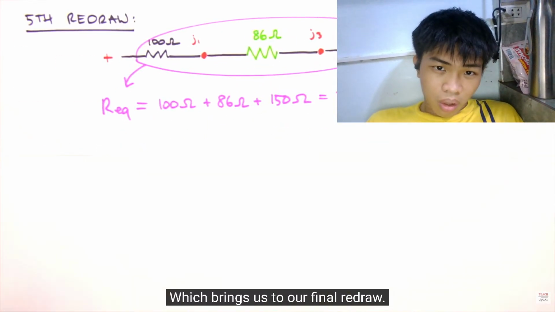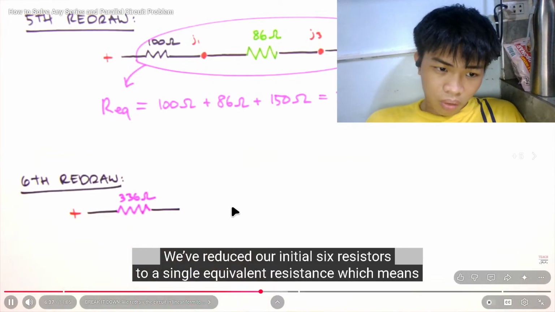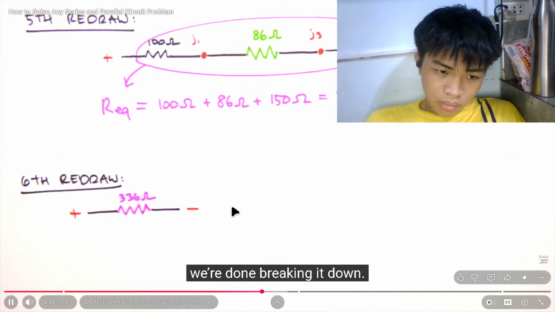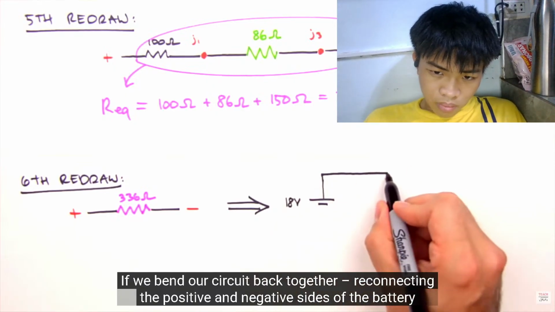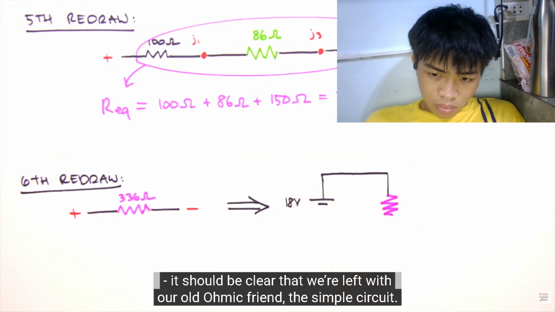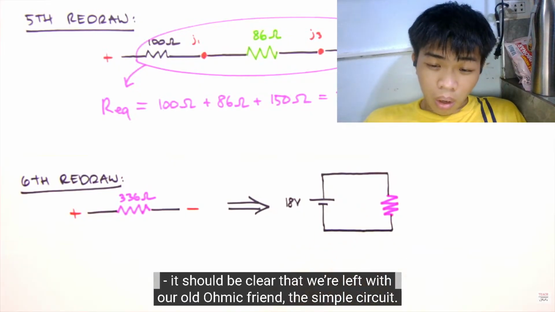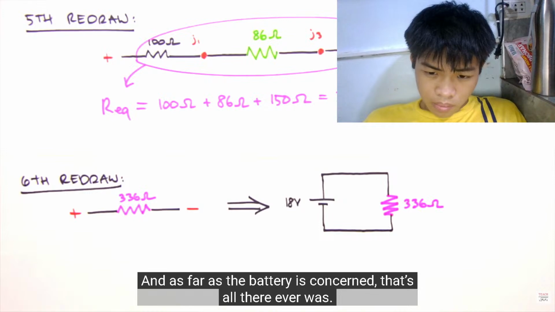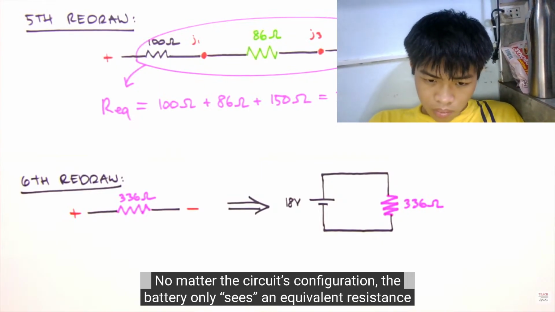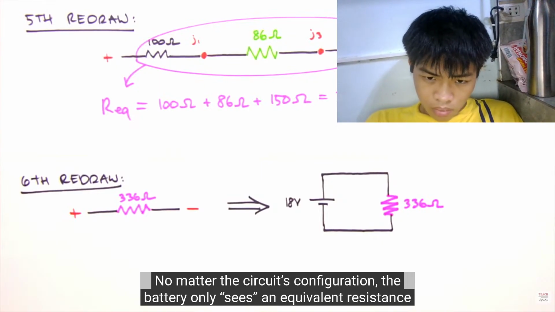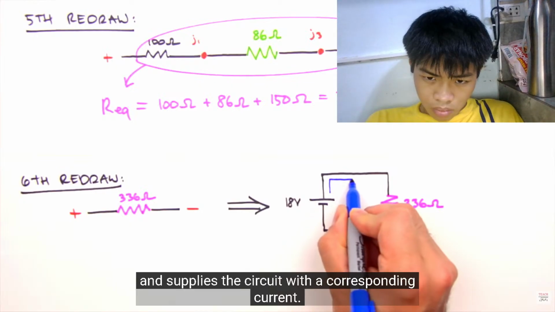Which brings us to our final redraw. That means we're done breaking it down. If we bend our circuit back together, reconnecting the positive and negative sides of the battery, it should be clear that we're left with our old ohmic friend, the simple circuit. And as far as the battery is concerned, that's all there ever was. No matter the circuit's configuration, the battery only sees an equivalent resistance and supplies the circuit with a corresponding current.